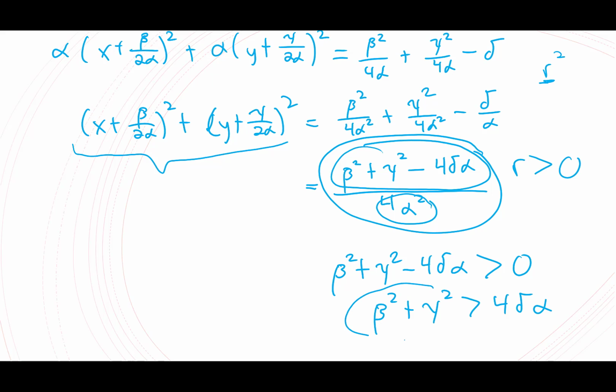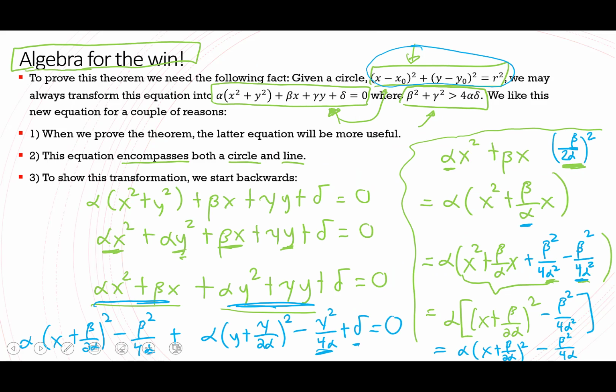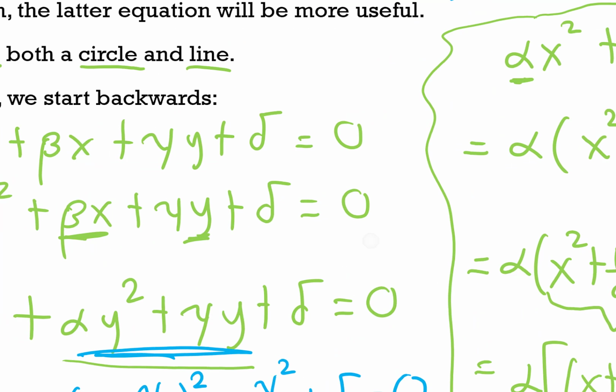Now you might ask, what's the point of that? Well, let me go back a slide, that's exactly what we wanted right here. So if we have this algebraic equation that looks really messy, with the condition beta squared plus gamma squared is greater than 4 delta alpha, then we can convert it into an equation for a circle. That's where that funny inequality comes from.